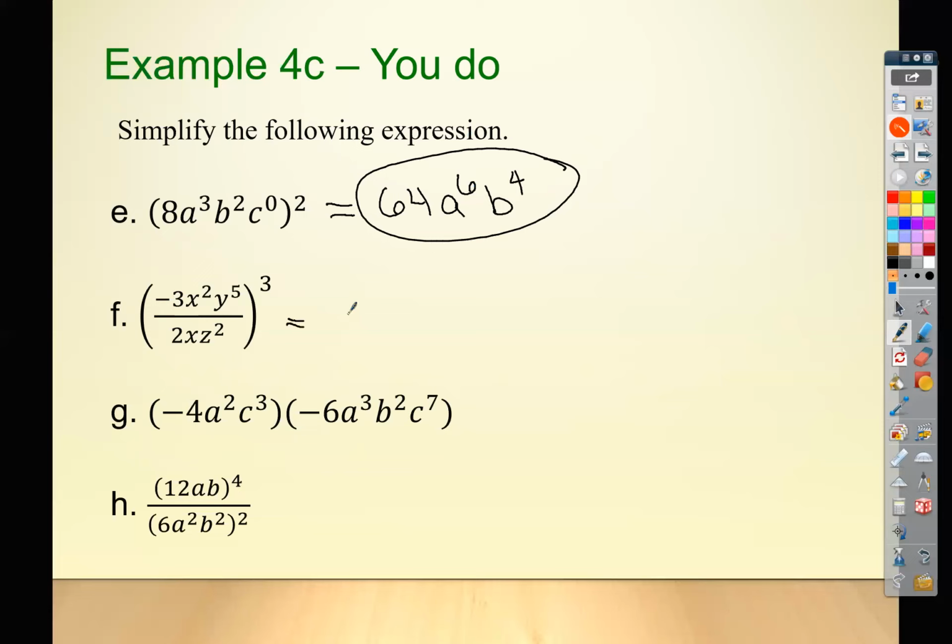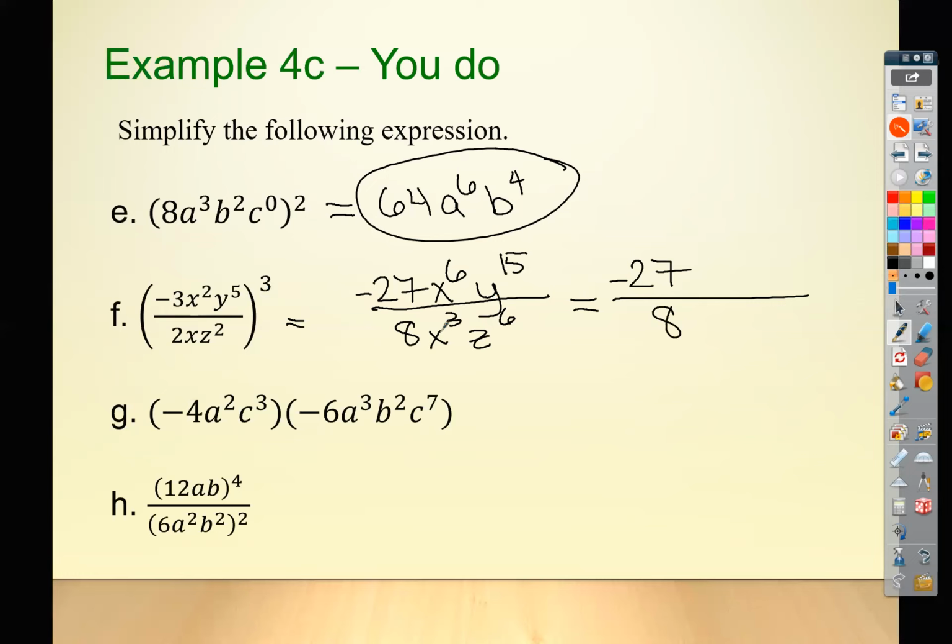Okay. On F, we have -3 cubed is -27. That would be 2 times 3 is 6. Y, it's 5 times 3 is 15. Over 2 cubed is 8. X cubed, z, 2 times 3 is 6. Now we have to see if we can simplify that at all. And we can. So I can't simplify the -27 and the 8, but now I look at my x's. Do I have more x's on the top or in the bottom? The top. How many more? 3. So I just write it like that, and I can't simplify the y's or z's at all. So that is my final answer.